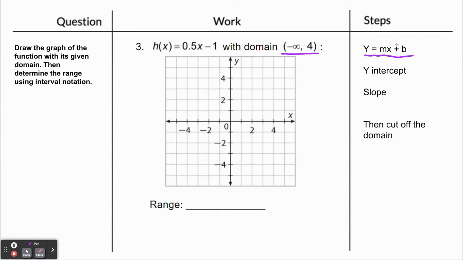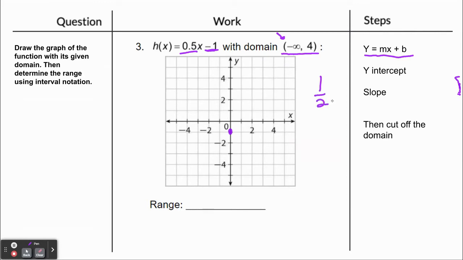I'm going to start by figuring out what this graph is going to look like without any restrictions. Then I'll go ahead and cut off the domain with this restriction here. And then I'll figure out what the range is. So to start us off, our b value or our y-intercept is -1. And our slope here, or m value, is 0.5, or what I like to call 1/2.